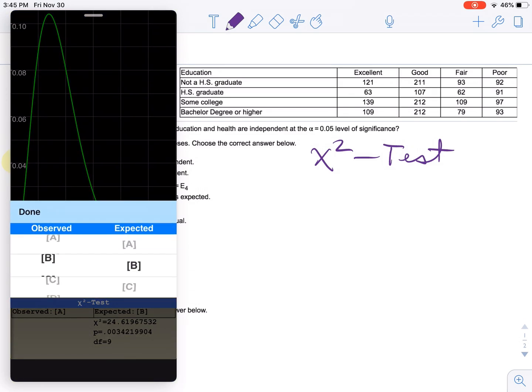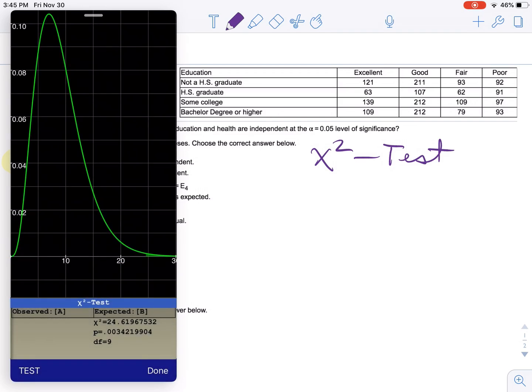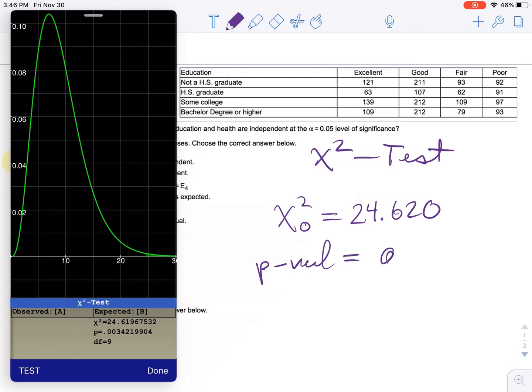You can pick your observed, and you don't need to pick the expected, actually. We put our values in matrix A. For the expected values, this is where we want them to go, so we're going to put them in matrix B. We haven't calculated the expected values, the calculator does it for us. So we just click calculate, and there it is, the chi-squared test statistic, 24.6620, and the p-value equals 0.00342.